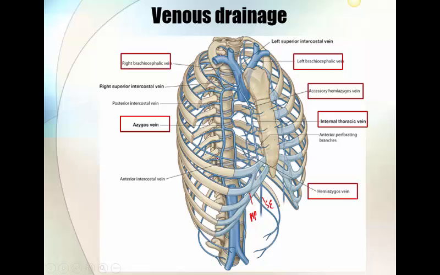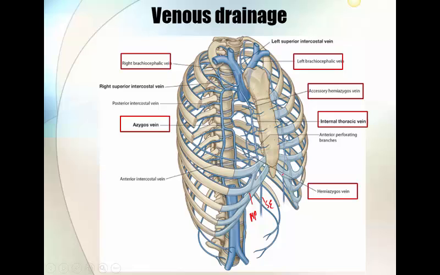Let's look at the posterior intercostal veins. So here on the right side, notice most of them are joining this azygos vein. A few of them in the posterior intercostal space on the right side are going directly into brachiocephalic. So you can see a few of them going directly into brachiocephalic.